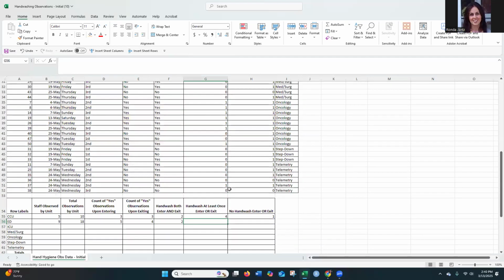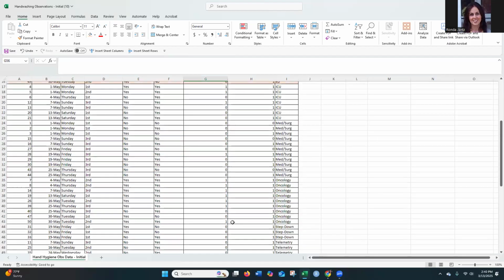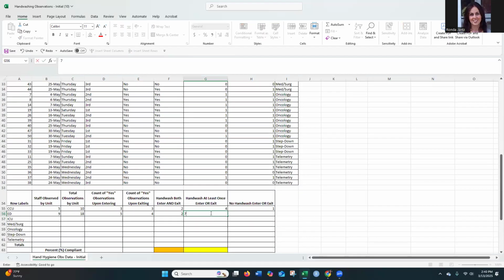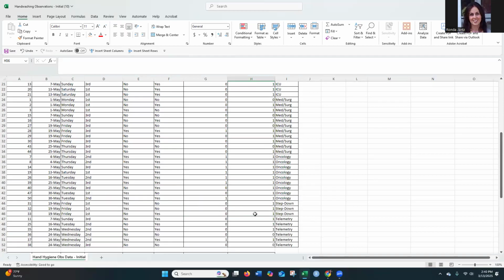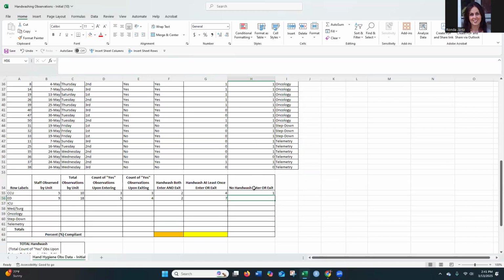And then hand wash at least once. We're going to count the ones here: 1, 2, 3, 4, 5, 6, 7. So 7 washed at least once. No hand washing. How many zeros? There's 2 zeros. So we have 2 zeros here.